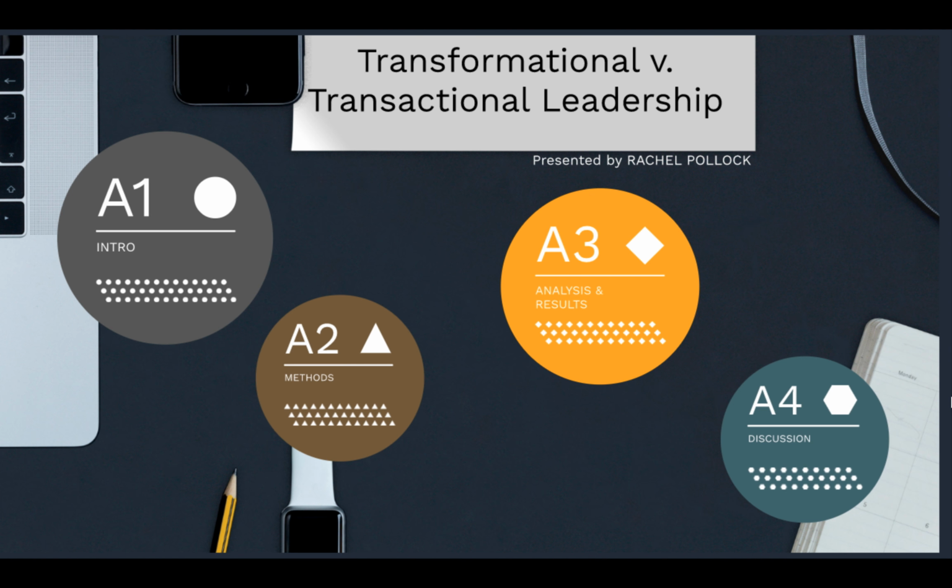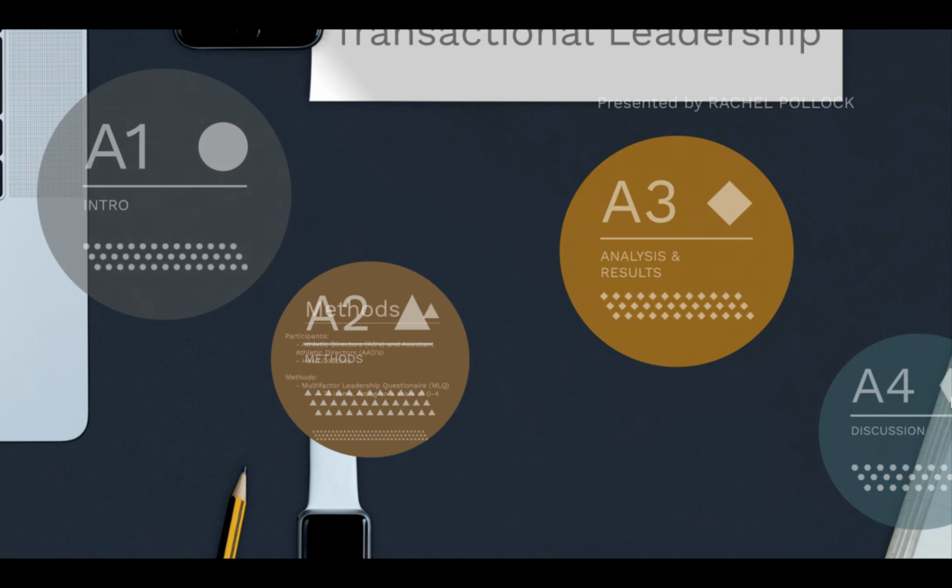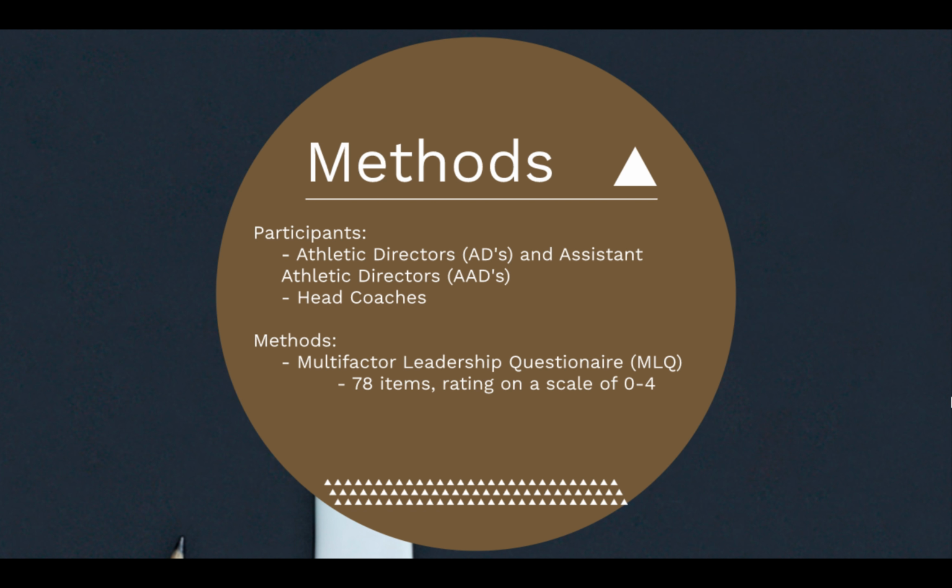Next, we are going to look at the methods of this study. First, we're going to go over the participants. The participants of this study included athletic directors and assistant athletic directors of 13 of the 17 universities that make up the OUAA, which stands for the Ontario Universities Athletic Association, and the OWIAA, the Ontario Women's Interuniversity Athletic Association, as well as 114 head coaches within those universities.